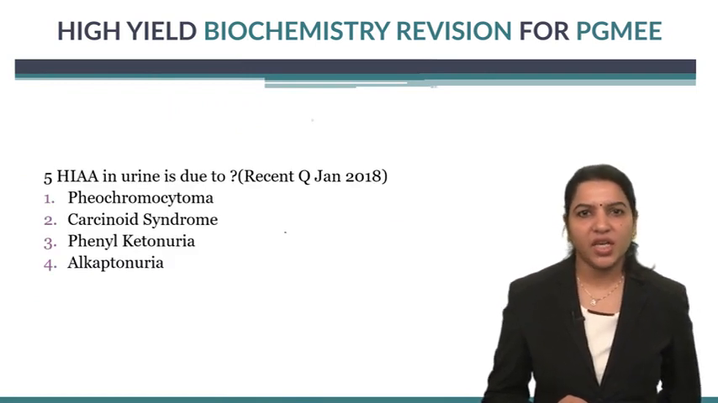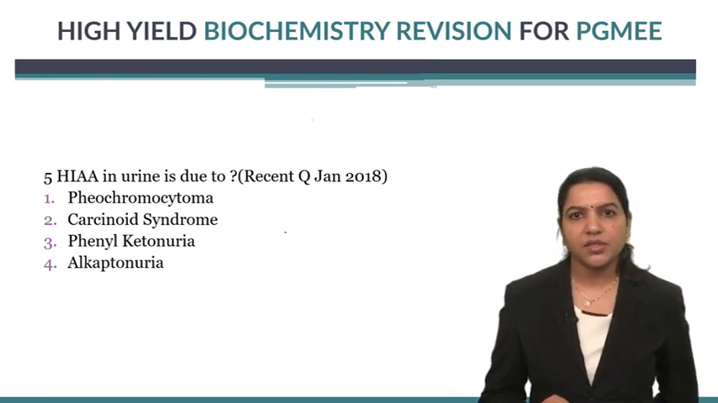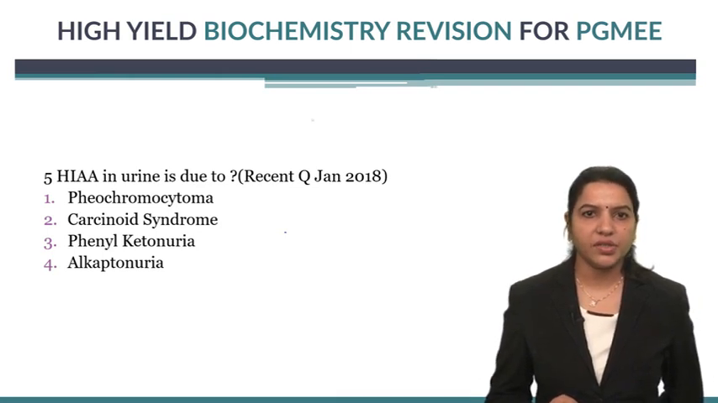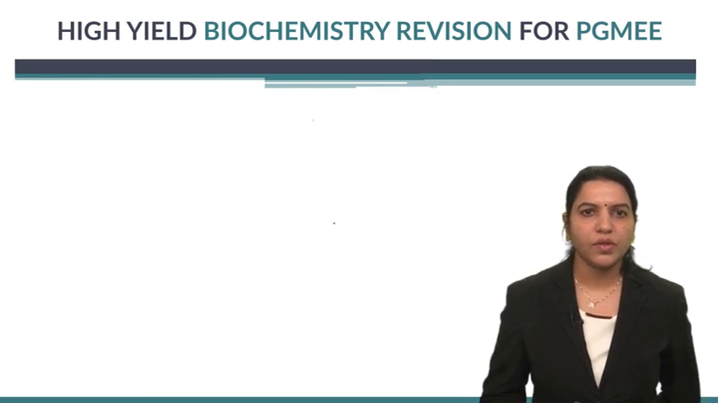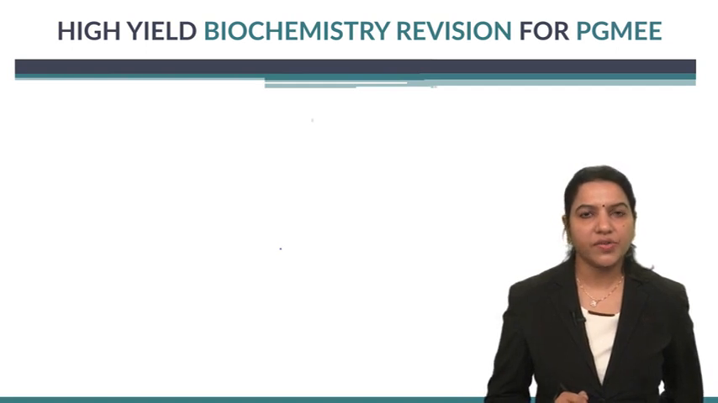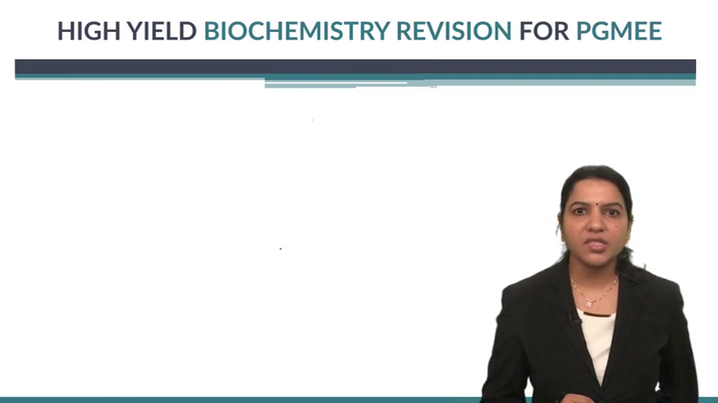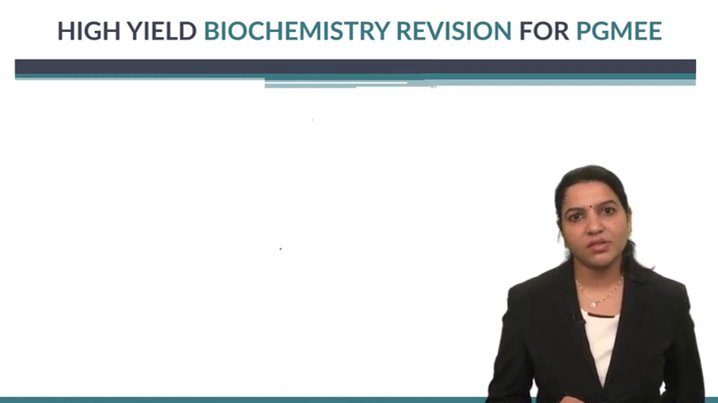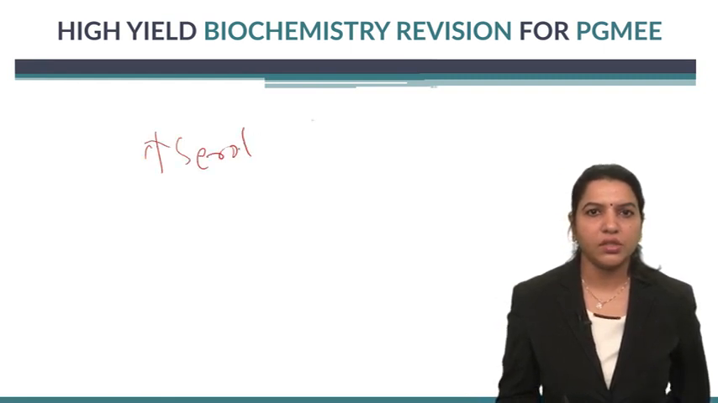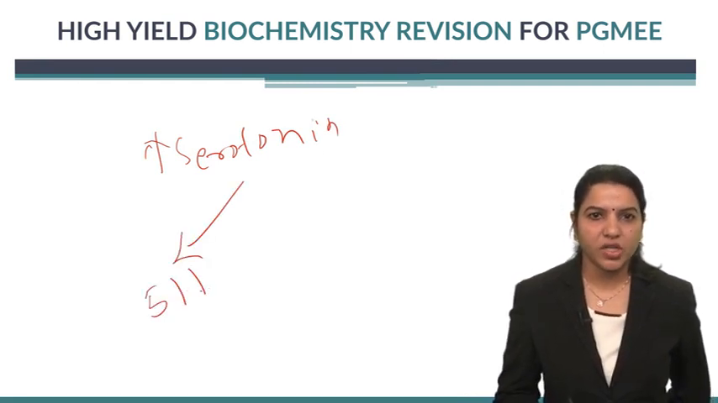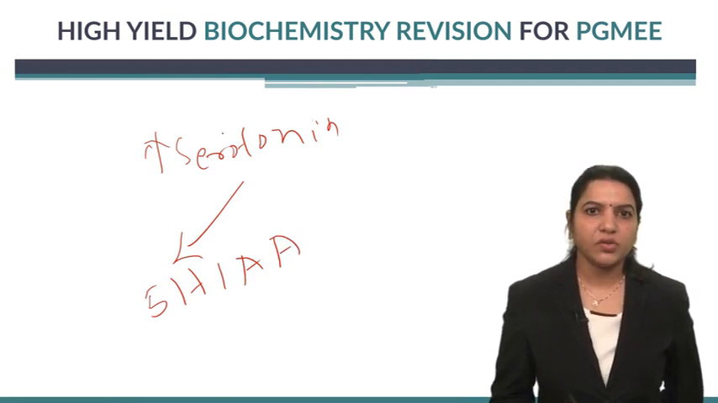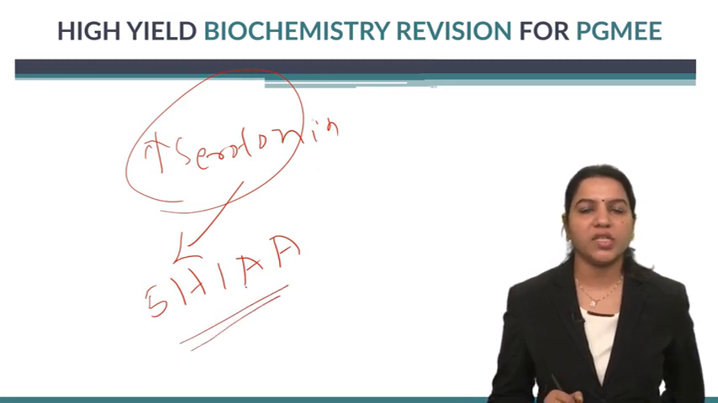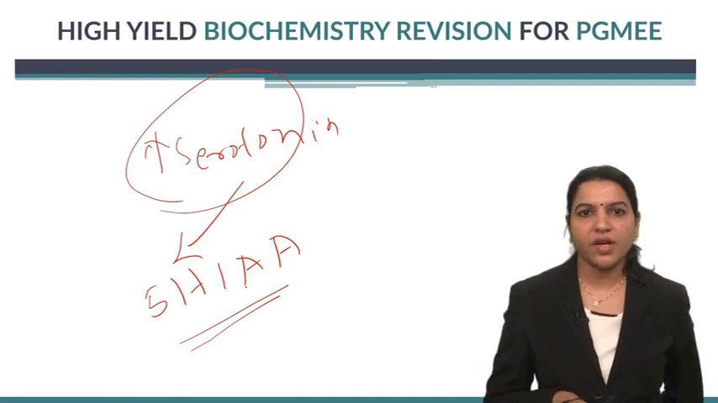Now another question: 5-HIAA is excreted in urine due to... This is also a recent year, 2018 January question, and the answer here is carcinoid syndrome. A few words about carcinoid syndrome. Carcinoid syndrome is due to a tumor of the argentaffin cells. What is the function of the argentaffin cells? The argentaffin cells are the cells that synthesize serotonin. So if there is a tumor of the argentaffin cells, there is increased synthesis of serotonin, and the excreted product of serotonin is 5-HIAA, that is 5-hydroxyindole acetic acid. So if there is increased serotonin, that leads to increased 5-hydroxyindole acetic acid in the urine. Hence the answer is 5-HIAA.